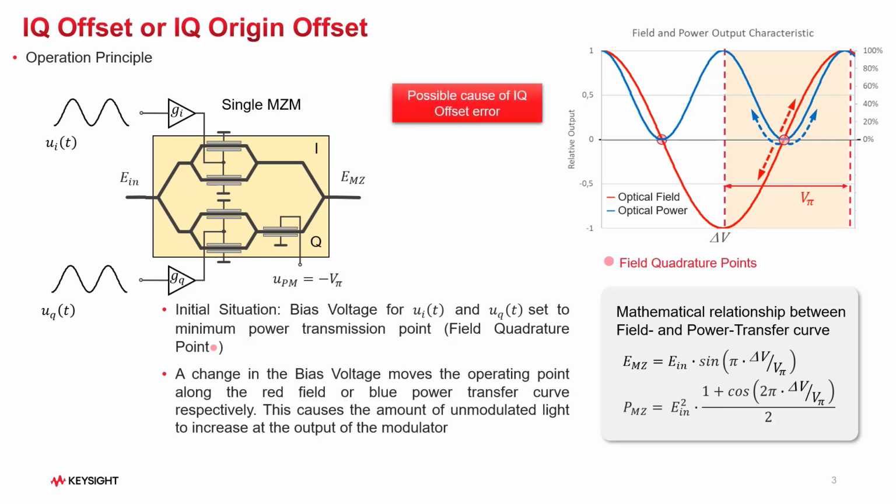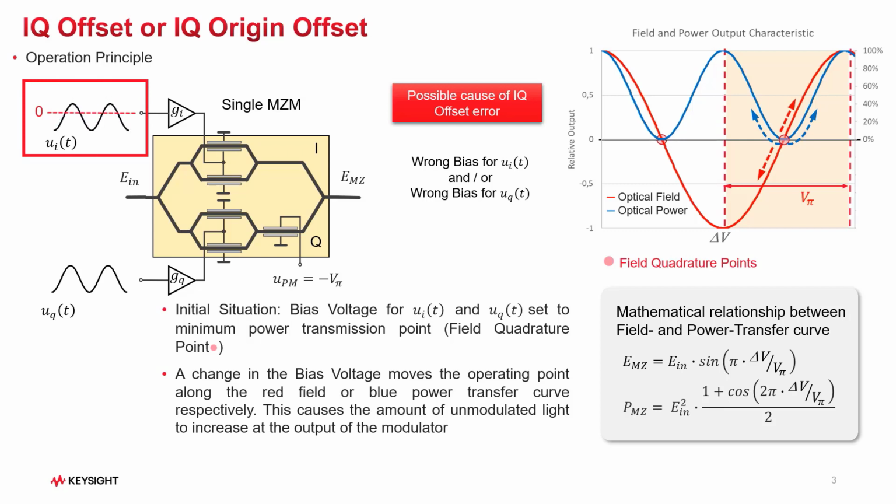A change in the bias voltage moves this operating point along the red field transfer curve, which results in an increase of the optical power level at the output, which is dominated by unmodulated light. See the mathematical relationship between field and power transfer curve in the lower right box. This in turn moves the measured constellation out of the center. The block diagram of a Mach-Zehnder modulator illustrates this. For troubleshooting purposes, it should be considered that a combination of both bias voltages can be responsible for the IQ offset.